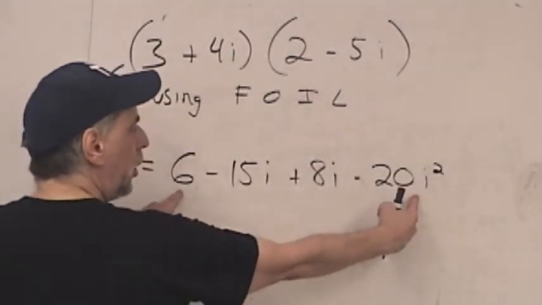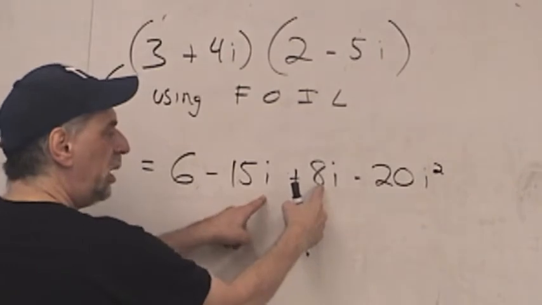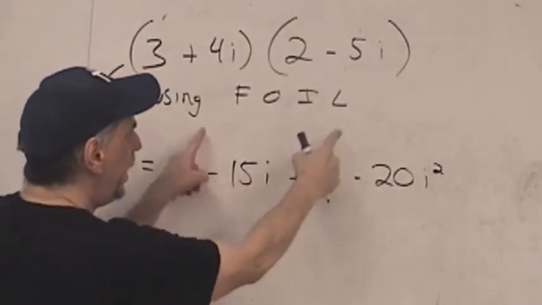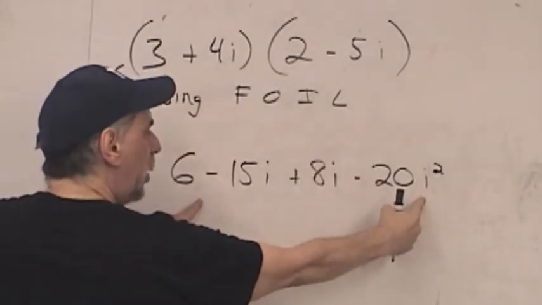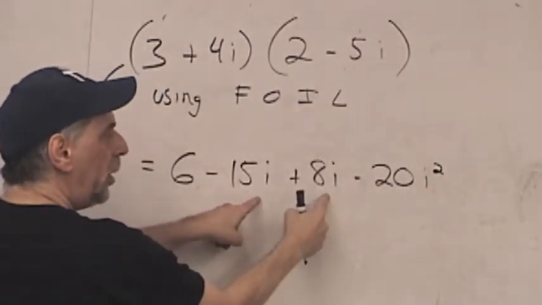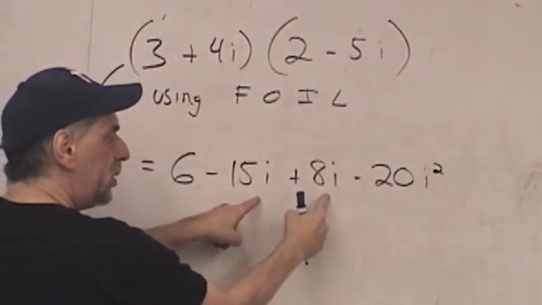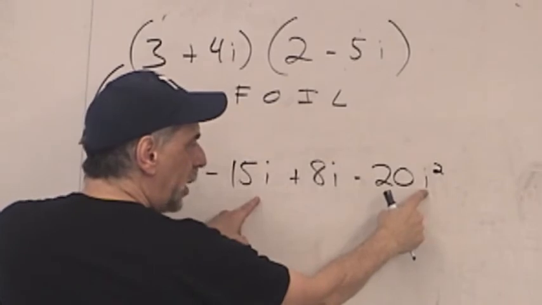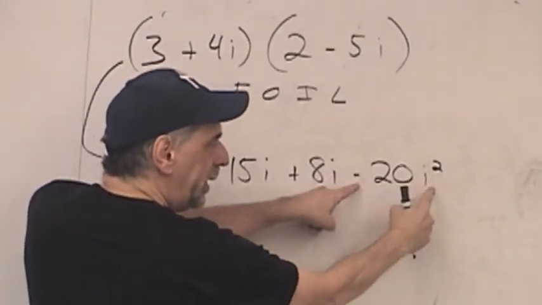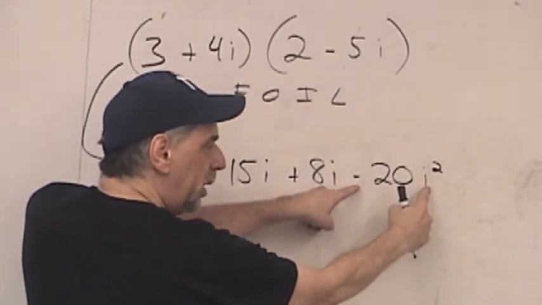these two are going to be the real part of the answer, and these two are going to be the imaginary part of the answer. Okay, so the F and the L are going to be the real parts of the answer, the O and the I part of the FOIL are going to be the imaginary parts. So when we put negative 1 in here for i squared, we got negative 20 times negative 1, so that's going to be plus 20.